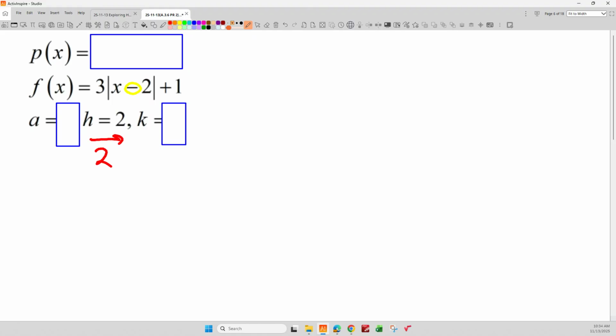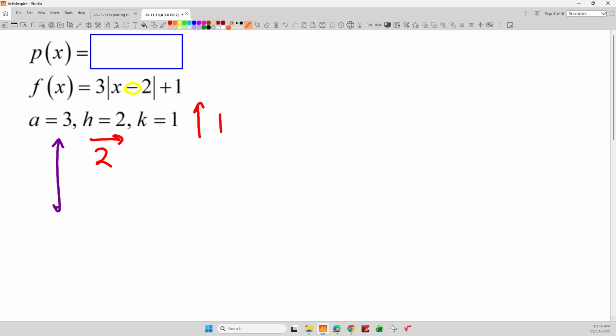What's the value of K? 1. Good. So what's that tell us? Yeah, we're going up 1. What's the value of A? 3. What's that tell us? Yeah, so that's going to be a vertical stretch. We're stretching it, right?